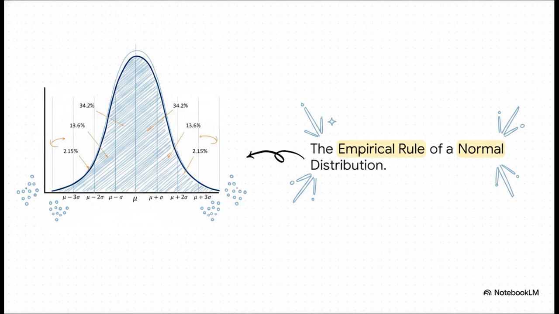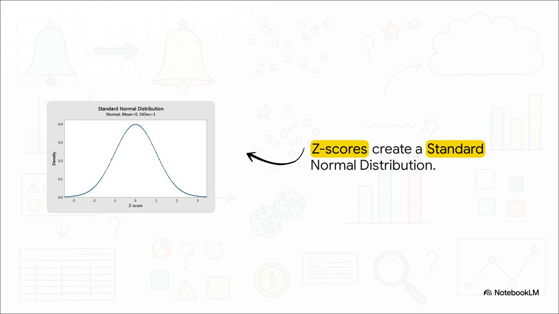It tells us that roughly 68% of our data falls within one standard deviation of the mean, 95% within 2, and a massive 99.7% within 3. But what if we're trying to compare clues that are measured in completely different units? Apples and oranges, right? Well, that is where standardization comes in.